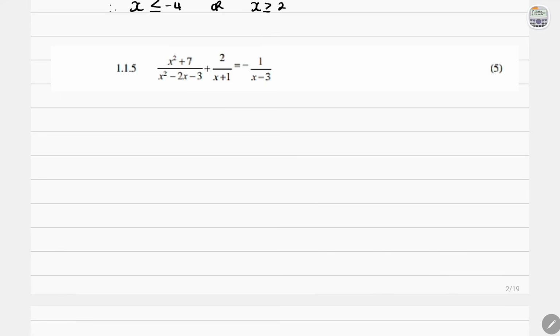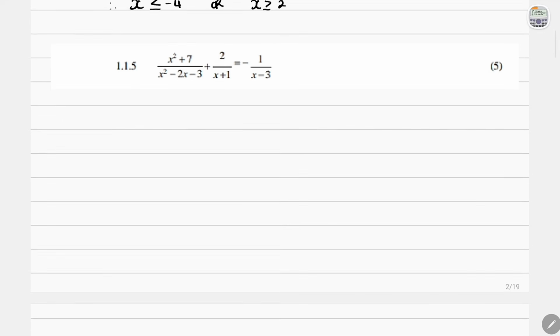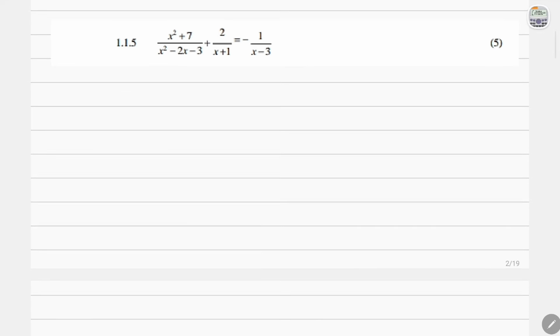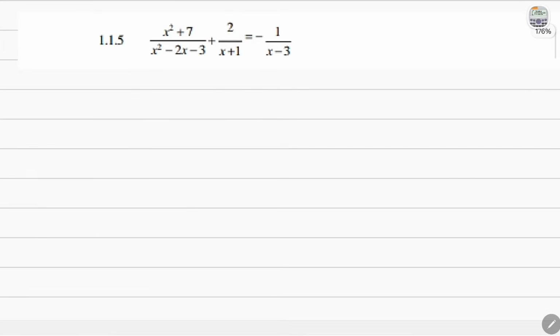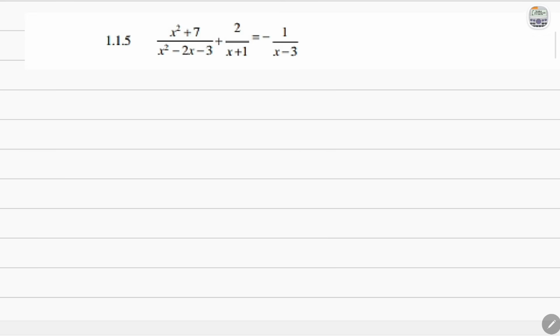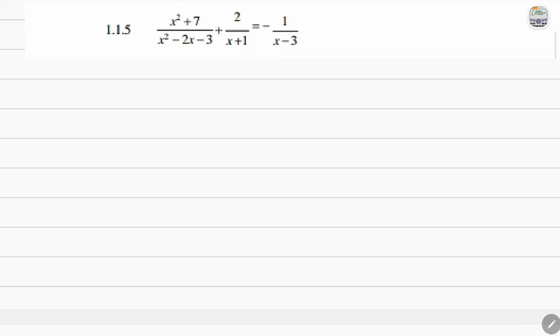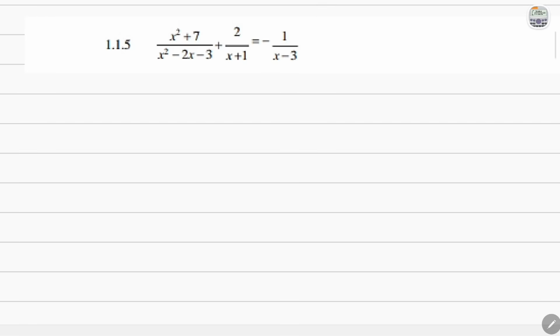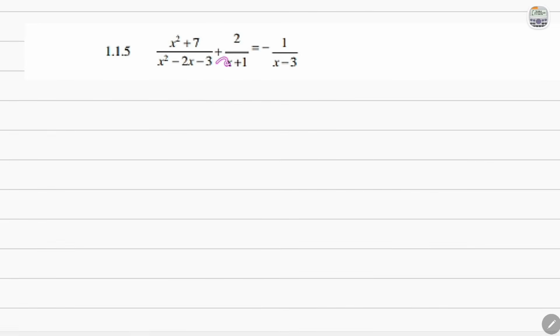Question 1.1.5, we have an algebraic equation with fractions. To solve for x in this equation, you need to focus on factorizing, because if you can factorize these, you can make them look simpler, and then you can find things they cancel with. Do you see that with this, we can actually factorize that further?